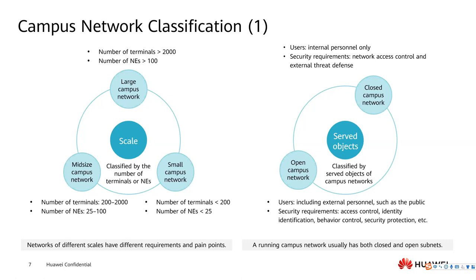And method two, we can classify the campus network by the served objects. For example, some campus networks only serve internal personnel, for example the government network. The other kind of campus network is the open campus network. They are open to external personnel, such as when walking into a shopping mall, we can connect to its free Wi-Fi. So the shopping mall's campus network is what we call an open campus network, because it can provide service to those external personnel.